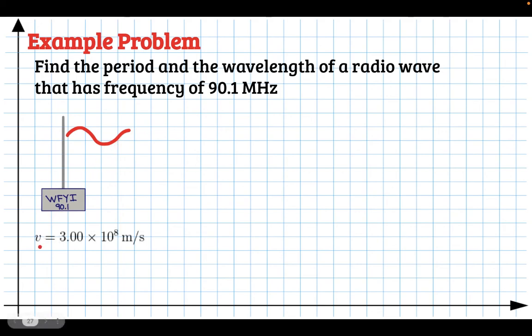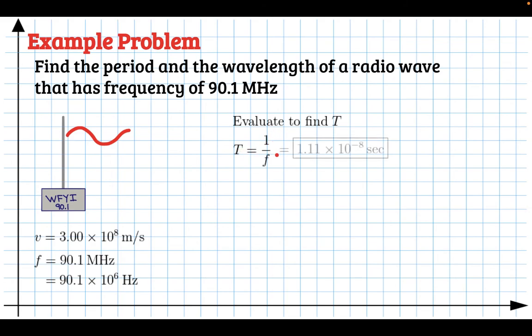Okay? What we know is the velocity of electromagnetic waves is 3.0 times 10 to the 8th. We know the frequency is 90.1 megahertz, which is 90.1 times 10 to the 6th hertz. Remember, mega means 10 to the 6th. So I know the velocity and I know the frequency, so I can find the period. The period, of course, is simply 1 over the frequency. So if I take 1 divided by the frequency, I'll get 1.11 times 10 to the negative 8th. So that's how long it takes one wave to go past my antenna on my car.